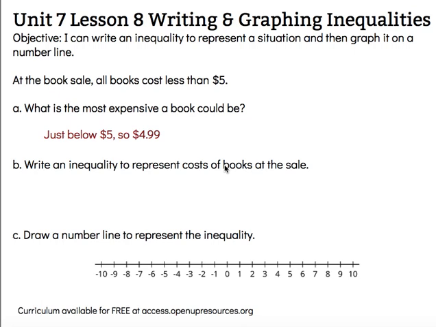The next part says write an inequality to represent costs of books at the sale. So we know they're less than $5, so I'm going to use B as my variable to represent books. Books are less than $5, but I know they're not free, and they can't be negative amounts, so I'm also going to indicate that books are greater than 0.